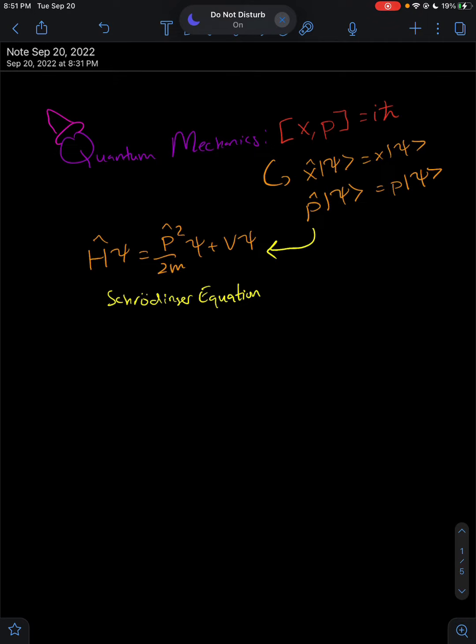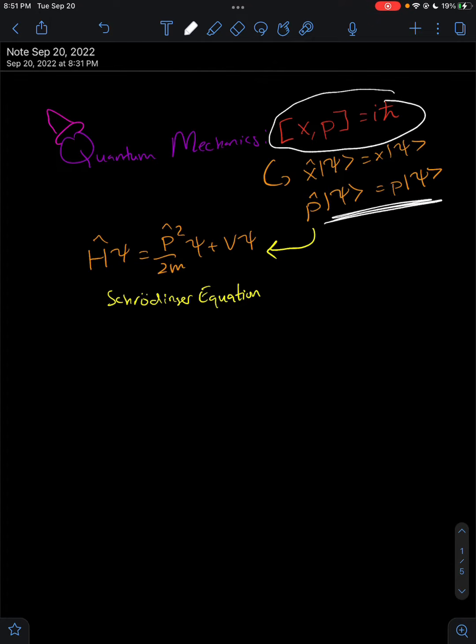A good way to motivate second quantization in quantum field theory would be looking back at quantum mechanics. In quantum mechanics, to do some quantum stuff, what we usually do is use the commutation relations between position and momentum. We define the commutator of x and p to be i h bar, and that causes the position and the momentum to become operators, which act on state vectors, and from that we can derive the Schrodinger equation.